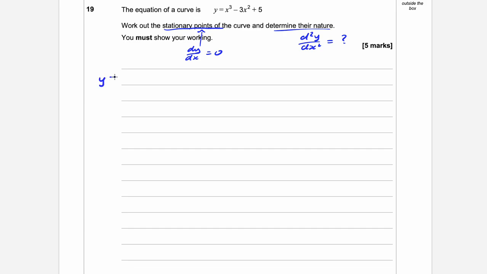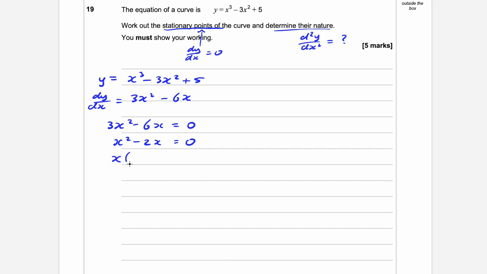Let's do it over here. y equals x cubed minus 3x squared plus 5. dy/dx equals 3x squared, multiplied by the power, minus 6x. Okay, and this equals 0. 3x squared minus 6x equals 0. Divide by 3. x squared minus 2x equals 0. Take out the x. x into x minus 2 equals 0. x equals 0 or x equals 2.